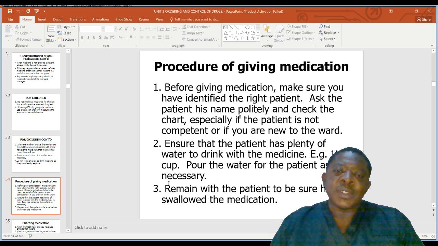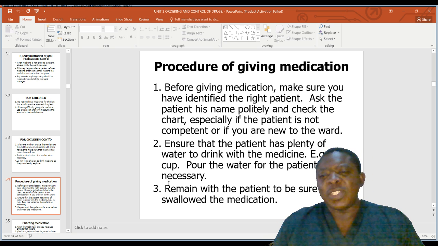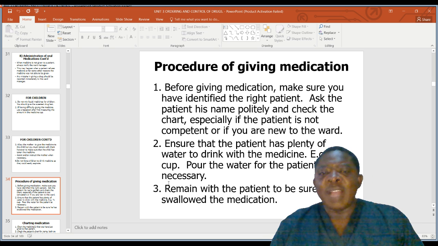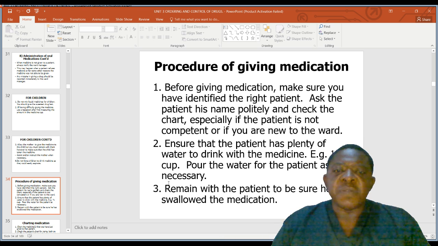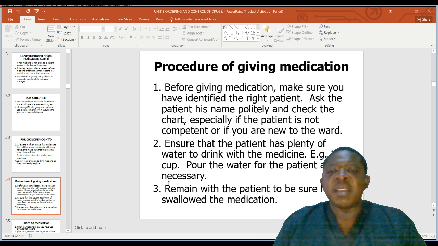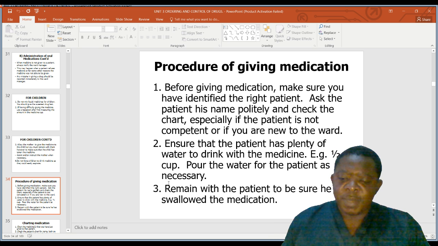Then number two, of course, there are checklists to this. So when you are doing the procedure, you have to do everything according to the checklist. These are very important points that you should note as you are doing the procedure. You can ensure the patient has plenty of water to drink with the medicine. For instance, you can pour the water for the patient as necessary. Remain with the patient to be sure he has swallowed the medication.